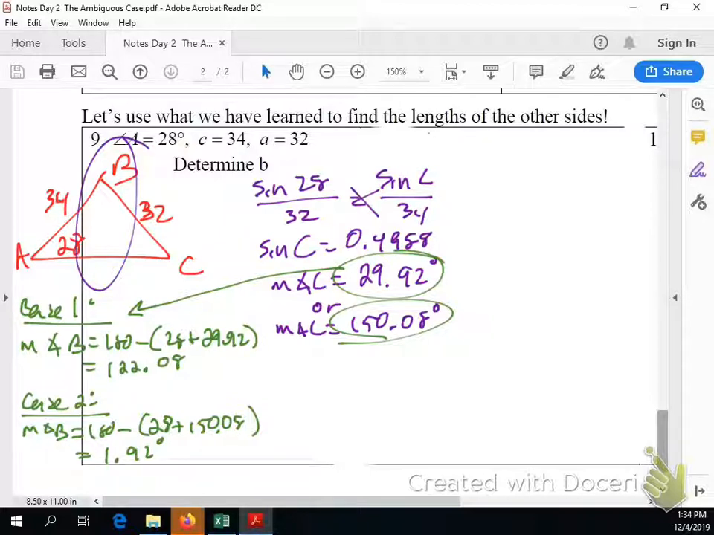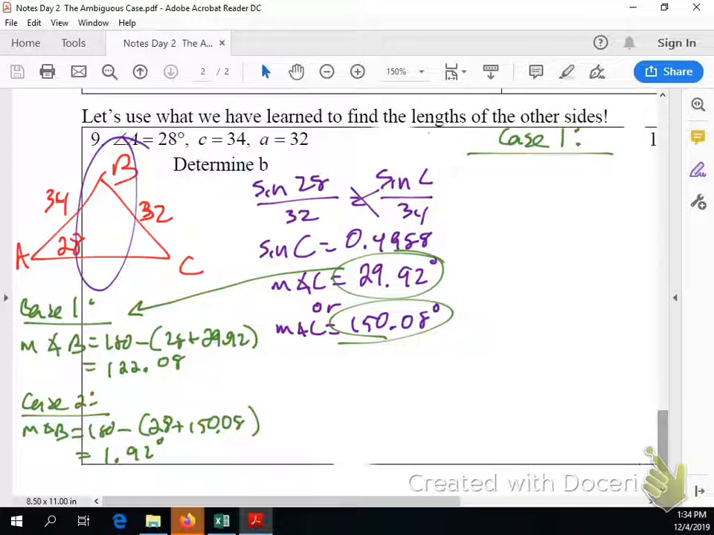Now, if angle B might be two angle measures, and it could be because both of those angle measures are perfectly valid, that means side b is going to have two possible values, two possible lengths. And so we're going to have to set up our law of sines with both possibilities.